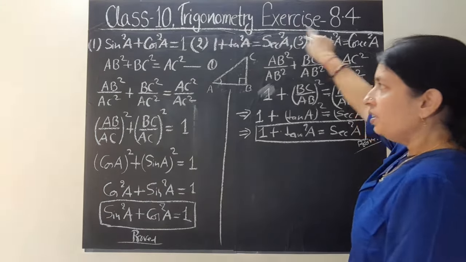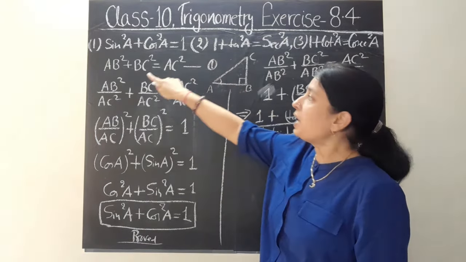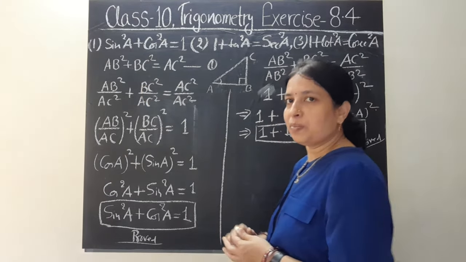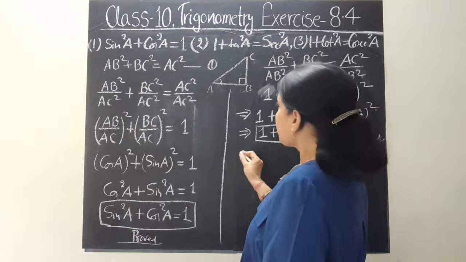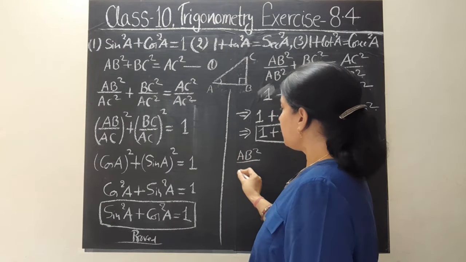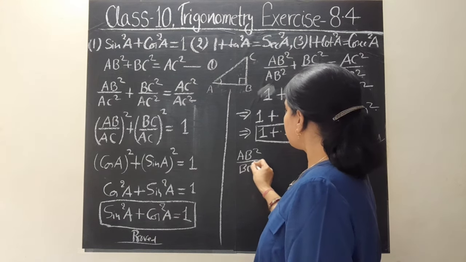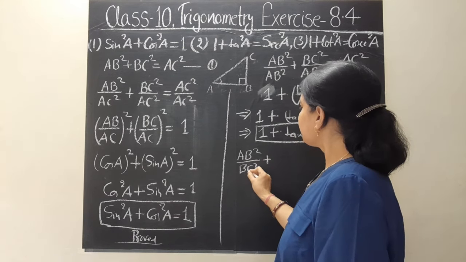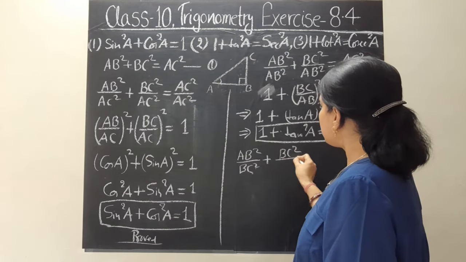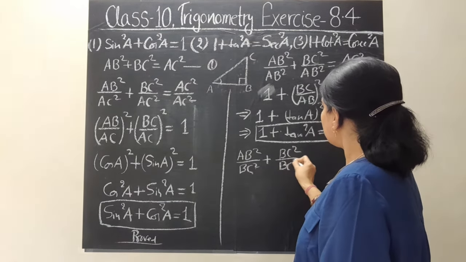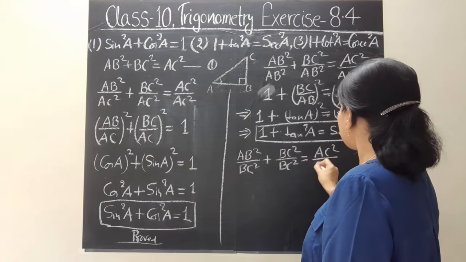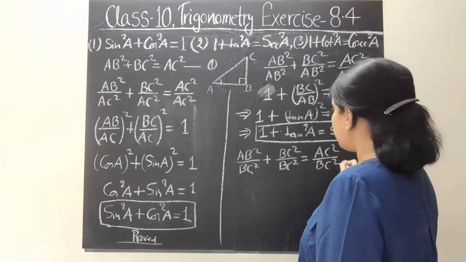For third, divide equation 1 by BC square. So divide each term by BC square. Okay? So AB square divided by BC square plus, second term is BC square. So divide BC square by BC square. And RHS it is AC square. So AC square divided by BC square.